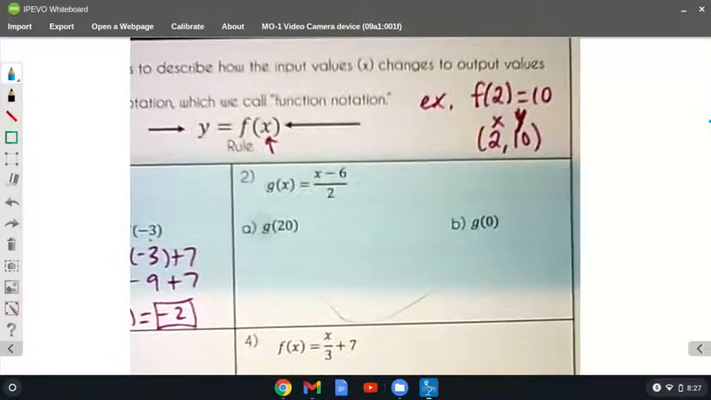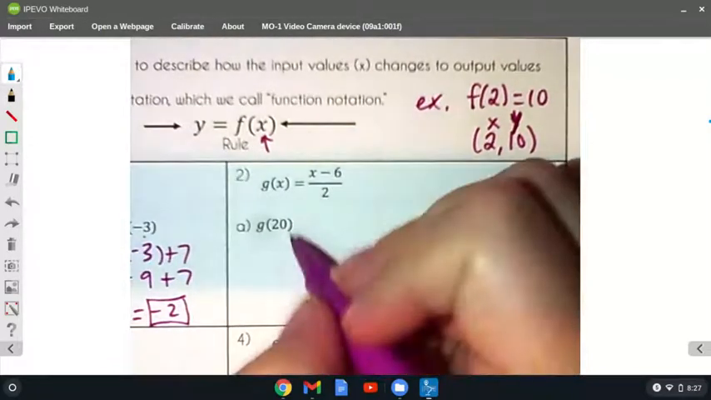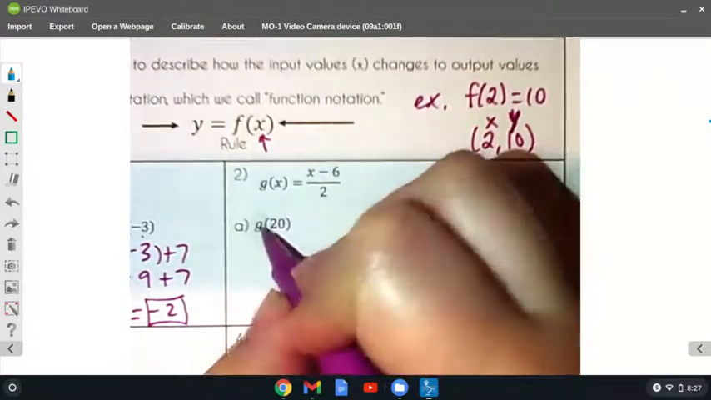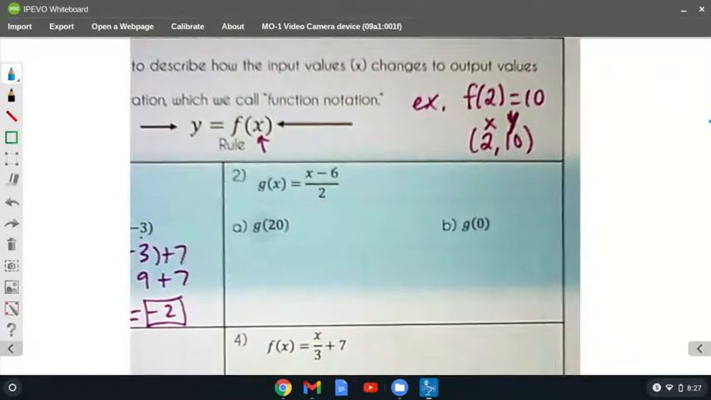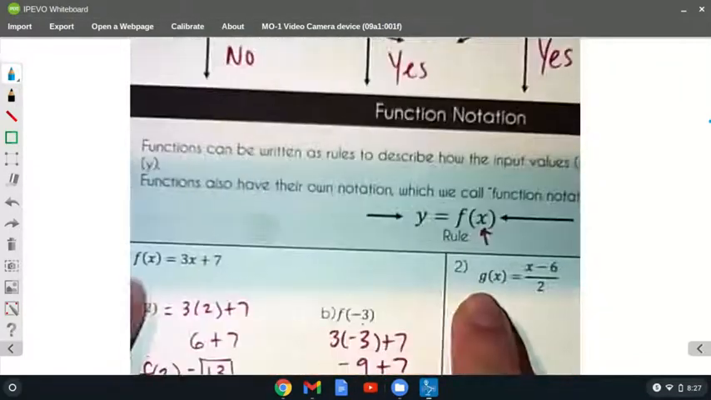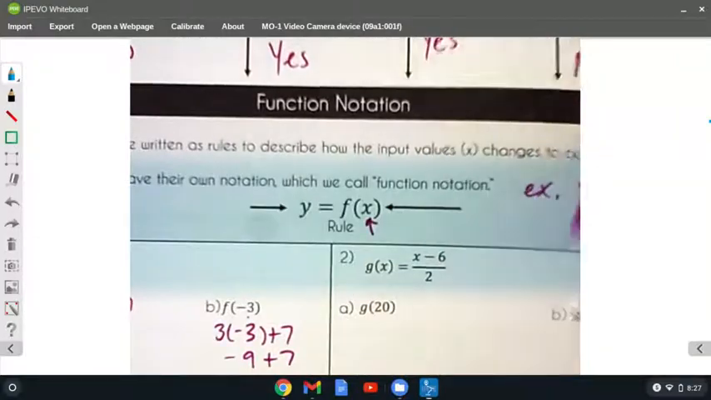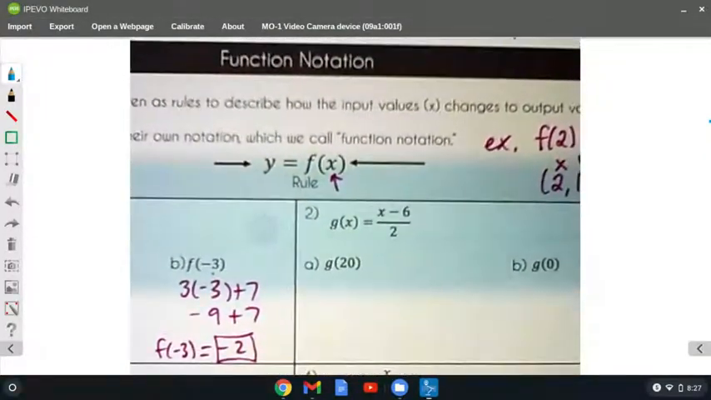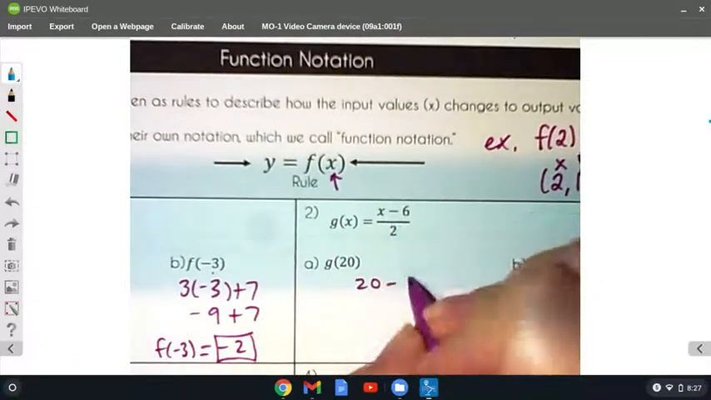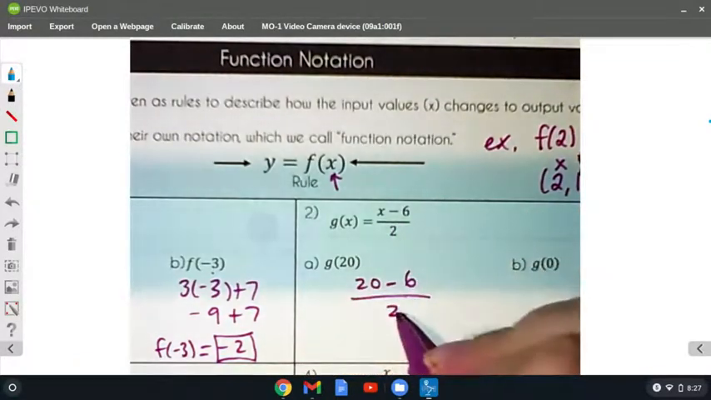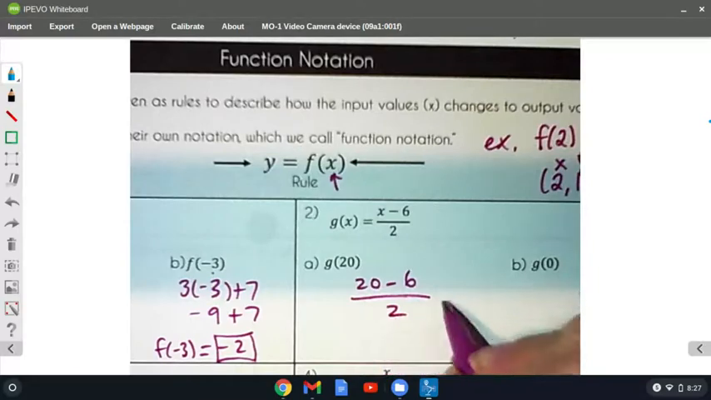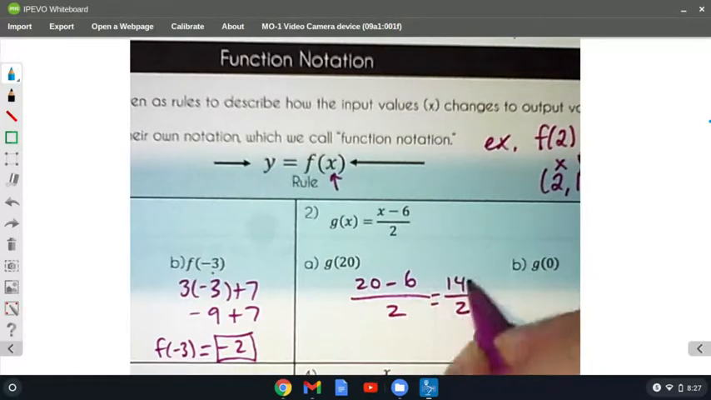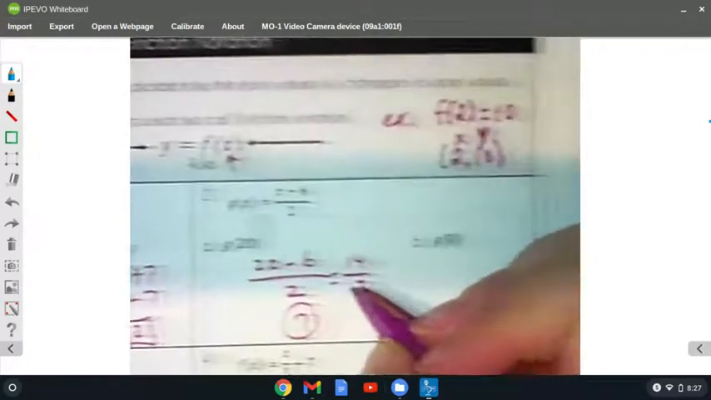Going over to this one, very similar. I'm going to plug in a 20 now for x because it's asking me for g of 20. If they change f to g, it's just recognizing this is a different function. That's all it's doing. So I'm going to now plug in 20 for x. 20 minus 6 over 2. I do 20 minus 6 first. That gives me 14. And then divided by 2 would give me 7.